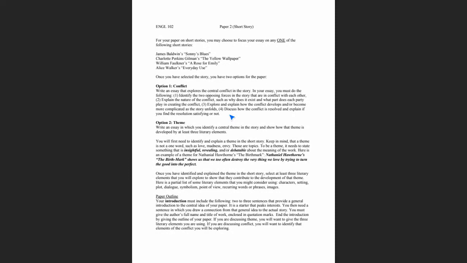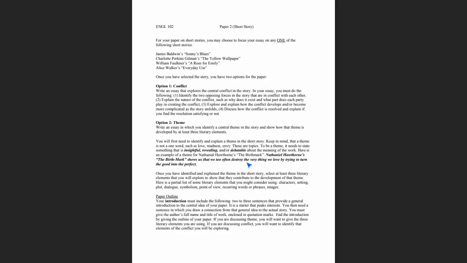about the work. So, for instance, remember Nathaniel Hawthorne's The Birthmark. A theme for that would be: Nathaniel Hawthorne's The Birthmark shows us that we too often destroy the very thing we love by trying to turn the good into the perfect. That is something that is insightful, revealing, or debatable. That is something that you can talk about, that you can argue. So that's what you want your theme to be.